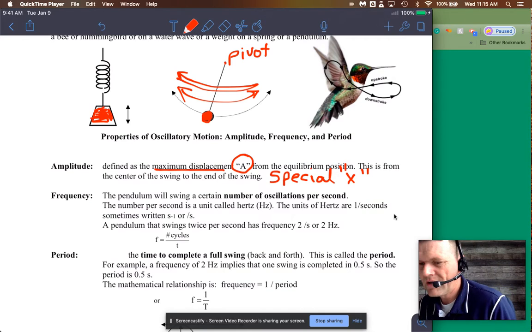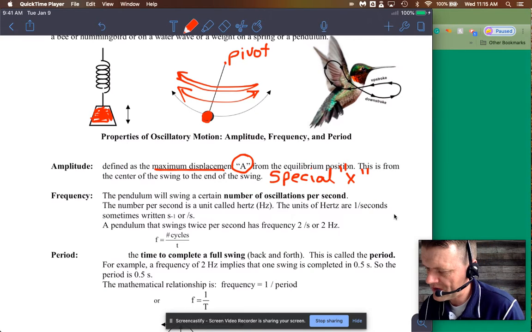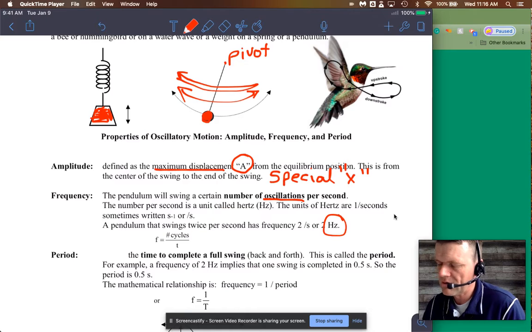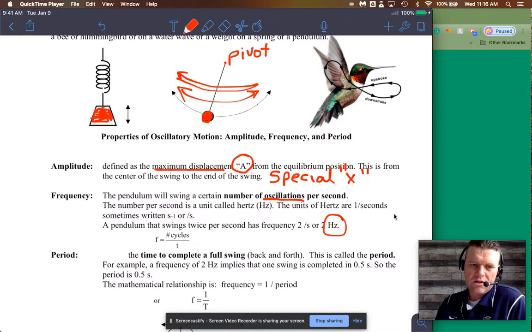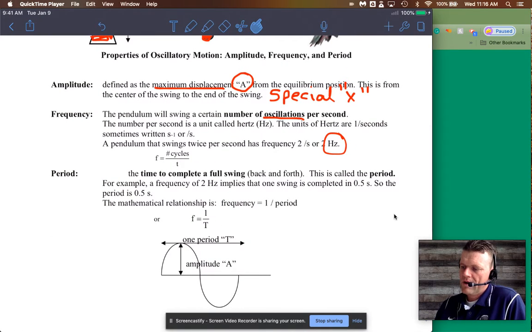So frequency now, we're just expanding it a little bit because we're going to go beyond objects going in a circle. So frequency now is a specific pattern that repeats itself so many times per second. And we call those oscillations per second. Still measured in hertz though, so that's nothing new. Hertz is cycles per second. And the period, of course, is the same as we've studied before. It's just that now it's the time to complete a full oscillation instead of a circle.